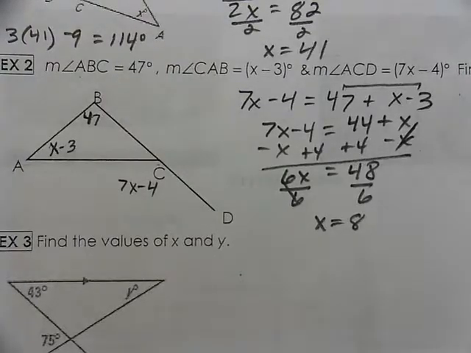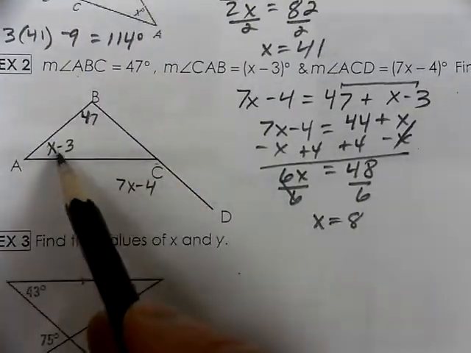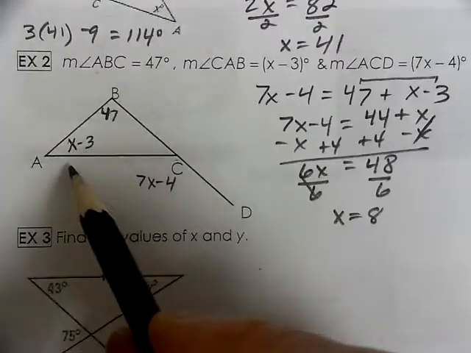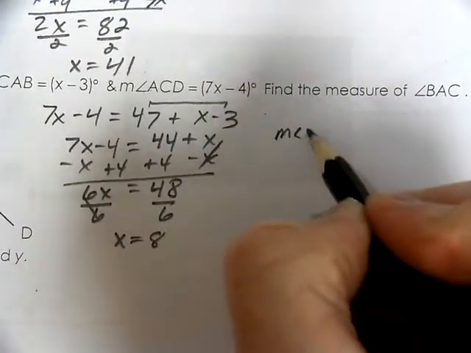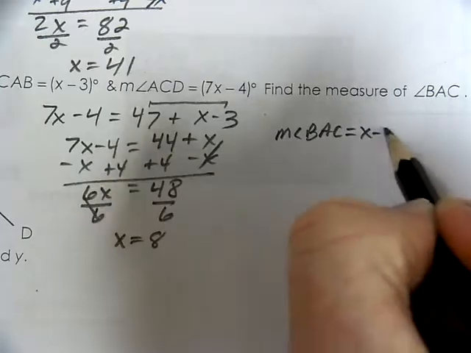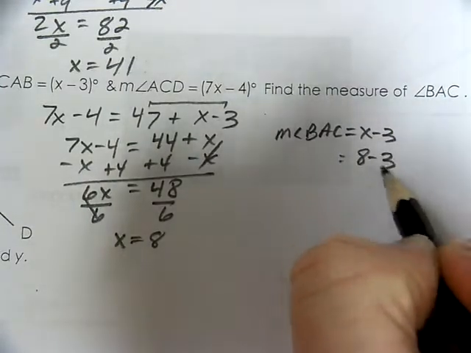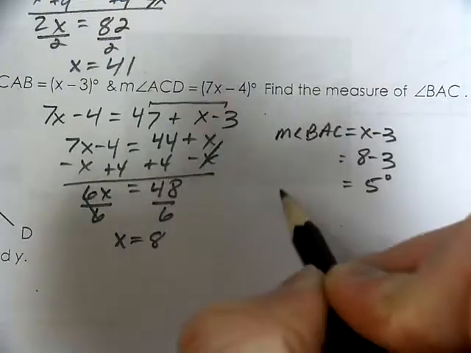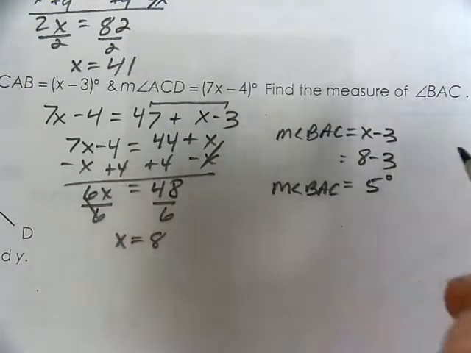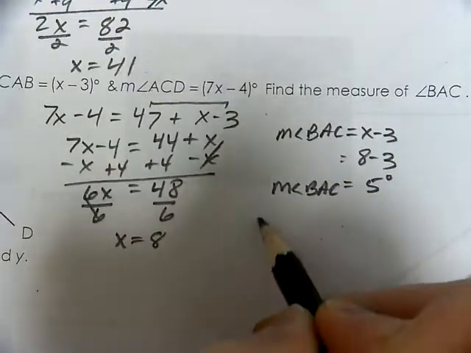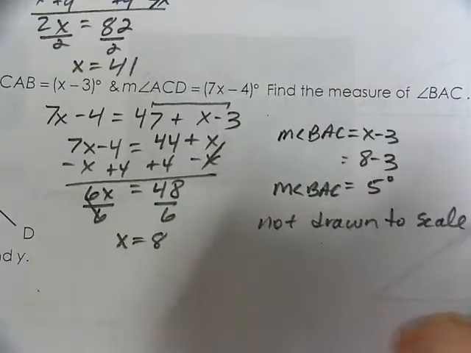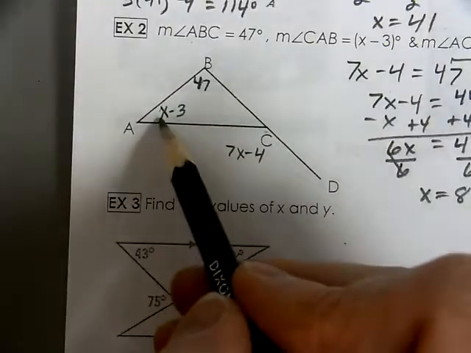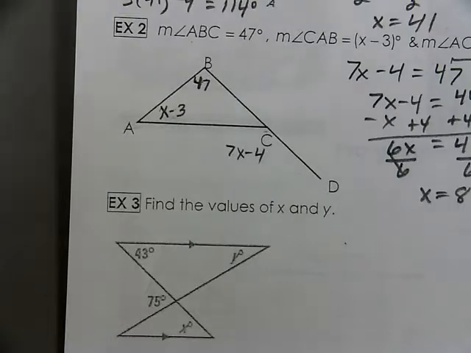Now it wants us to find the measurement of BAC. It's kind of a funny angle here. So BAC is going to be x minus 3. So that's 8 minus 3, which is 5. Yeah, that doesn't look like 5. Apparently it's not drawn to scale, because this angle doesn't look anything close to 5 degrees. But that's okay. The mathematics supported it.